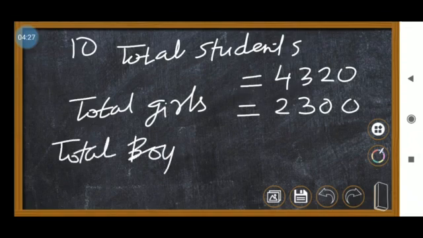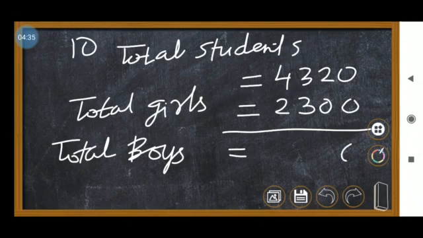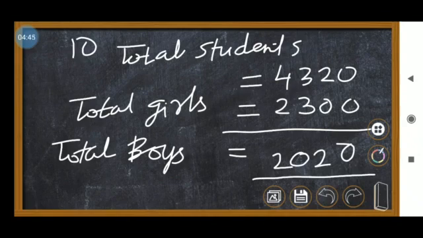How to find the total boys? When we subtract the total number of girls from the total number of students, we can find the total number of boys. So subtract it. 2 minus 0 is 2, 3 minus 3 is 0, and 4 minus 2 is 2. So 2020 is the total number of boys. Now we know the total number of students, total girls, and total boys.